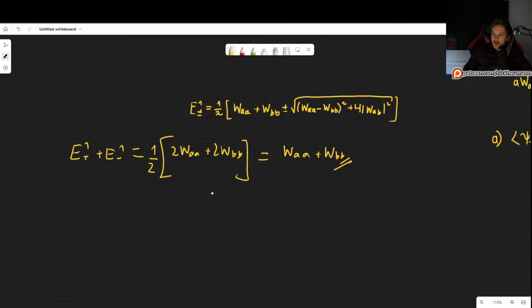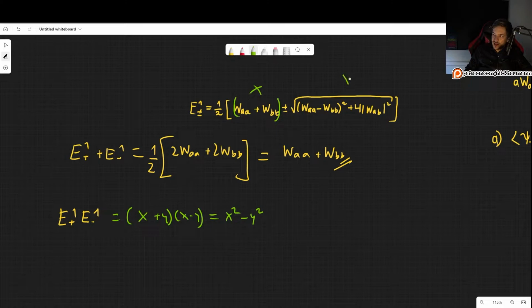Okay, then what is the product? So the product (E plus 1)(E minus 1). Well, notice that that product is going to give us basically x plus y and x minus y, right? Which is x squared minus y squared, with this thing here being x and this thing here being y. Now, you don't really need to see it like this.